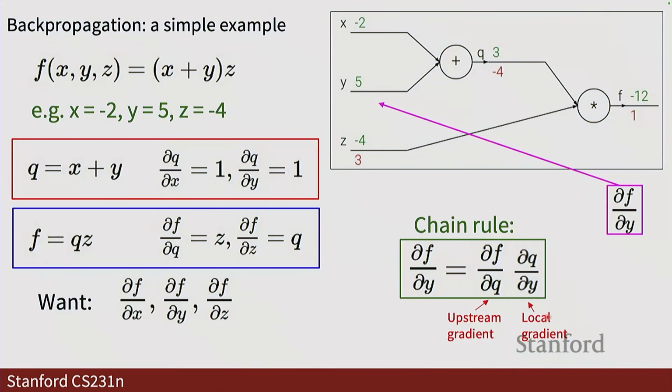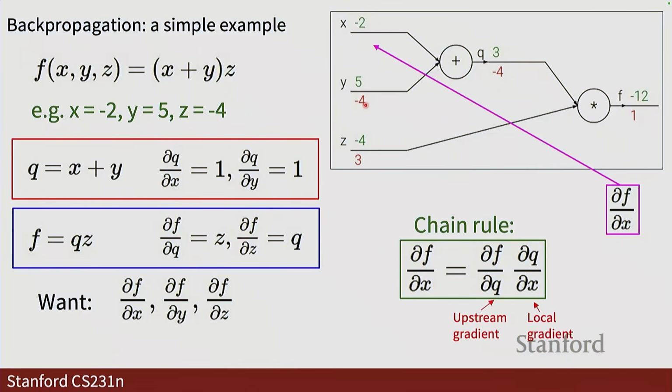And then the local gradient is the gradient of the node, what the input of the node is, with gradient of its output with respect to its input. So it's the local gradient. Defining these is actually not too hard, because f by q we already have the value. Q by y, we also already have the value. So it's 1 multiplied by z, and the value will become -4.